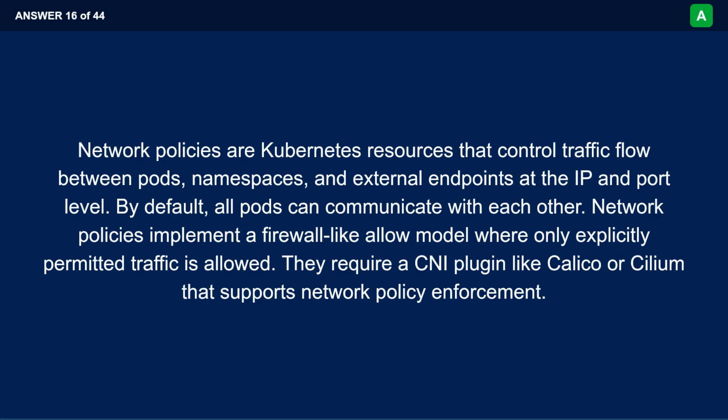Network policies are Kubernetes resources that control traffic flow between pods, namespaces, and external endpoints at the IP and port level. By default, all pods can communicate with each other. Network policies implement a firewall-like allow model where only explicitly permitted traffic is allowed. They require a CNI plugin like Calico or Cilium that supports network policy enforcement.